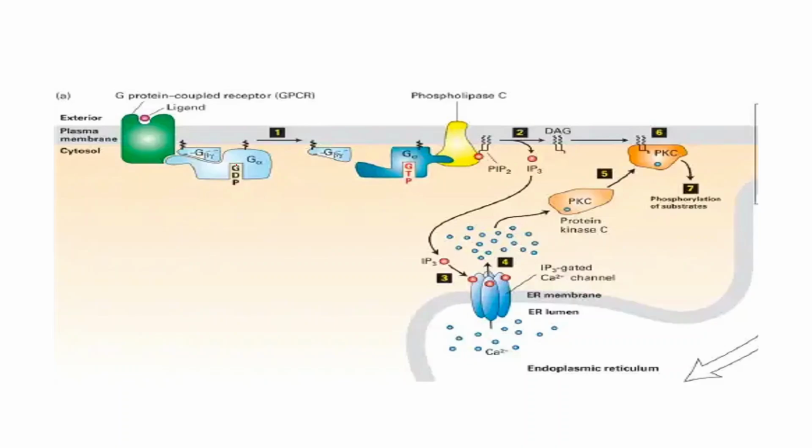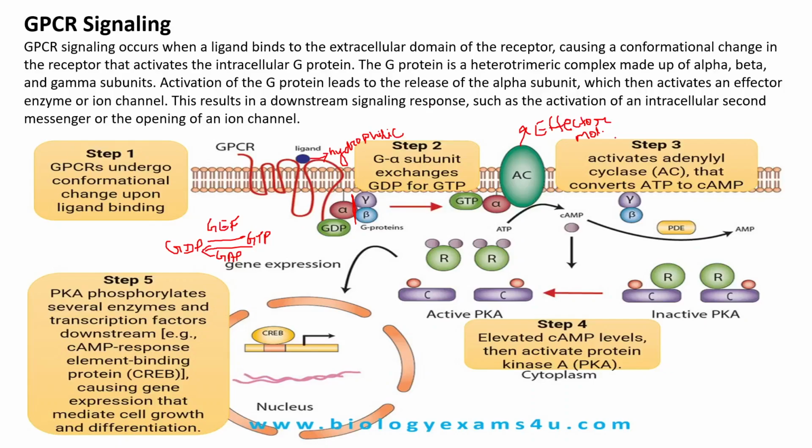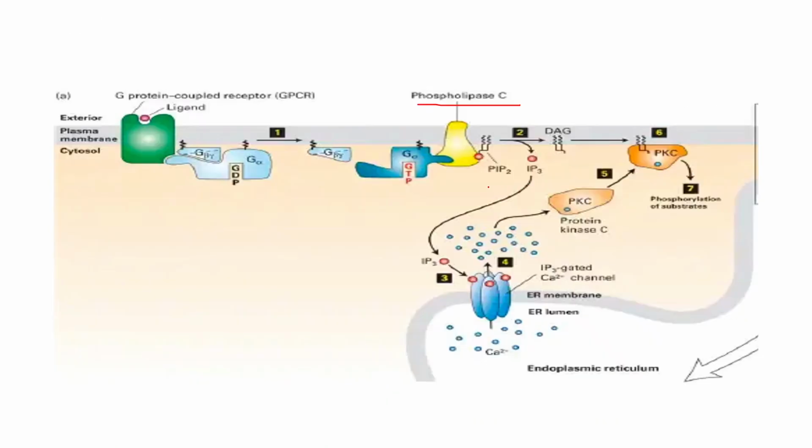Suppose this ligand binds to the GPCR, and this ligand activates the G alpha subunit of the G protein. Once this G alpha subunit is activated, it goes and activates phospholipase C. In the previous case it was adenylate cyclase, now it is phospholipase C. So which kind of effector molecule will be activated depends on which kind of ligand is binding here.